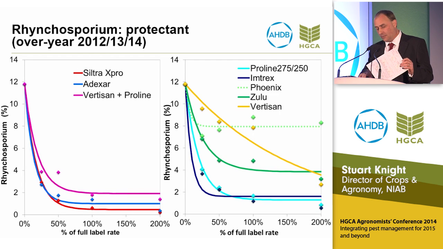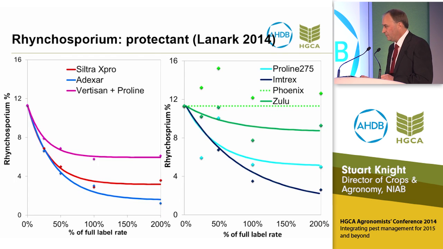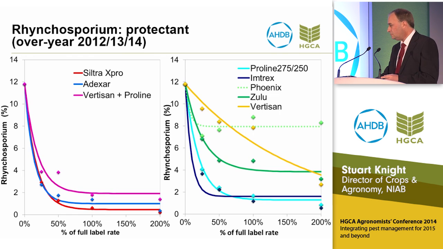So that's Rhynchosporium protection, a single site. If we look at the over year analysis from that data, so that's pulling together all the trials over all the years. A few extra things to point out here. First of all, we've got the Proline performance, and again you can see that splits the performance of the Imtrex and the Zulu. Imtrex clearly as good as, if not slightly better than the Proline. Zulu clearly not performing to the level of the Proline.